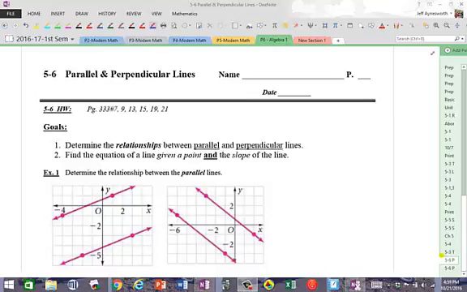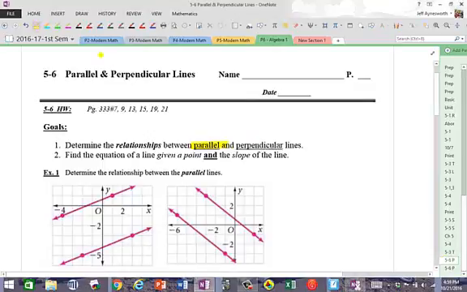Okay, we have two goals. Not very much. Determine the relationship between parallel and perpendicular lines. So what's the relationship between two parallel lines? What's the relationship between two perpendicular lines? We've got two big concepts here: parallel and perpendicular.